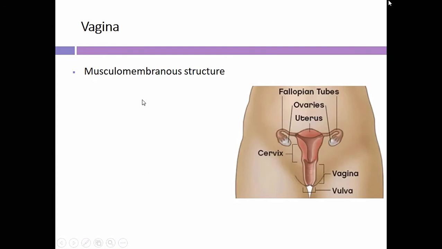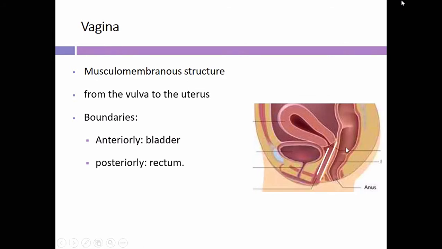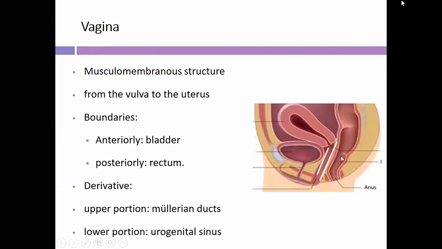Now, another structure is the vagina. This is musculomembranous, so it's made up of muscle and a membranous structure. This extends from the vulva up to the uterus. Now, on lateral view, the vaginal opening when the woman is standing is directed upward and a little bit backward. Now, anteriorly is the urinary bladder, and posteriorly, related to that, is the rectum. Now, the upper part of the vagina is derived from the Mullerian duct, while the lower portion is derived from the urogenital sinus.